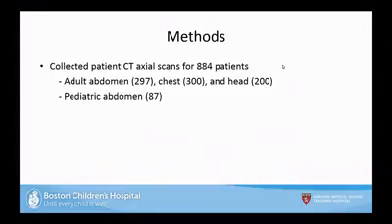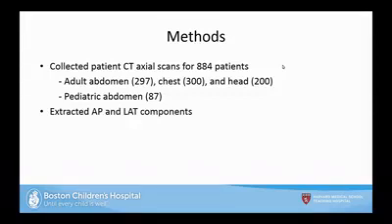So in our methods section, we collected patient CT axial scans for 884 patients. 297 were adult abdomen, 300 chest, 200 head, and 87 pediatric abdomen. I won't go through how we actually did this, but we extracted AP and lateral components from every CT axial image for each patient.